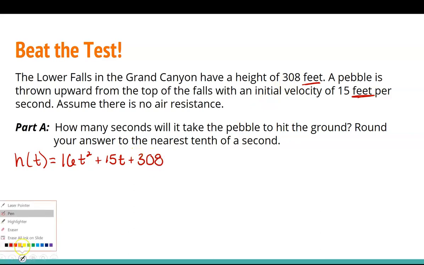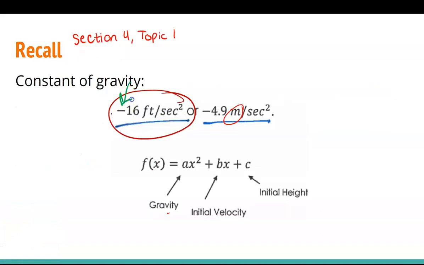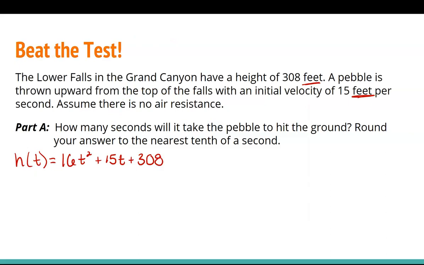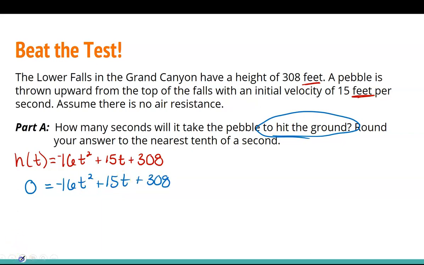I do have a mistake in here. My mistake is that in this right here, we said gravity is negative because it's resistance. So this should be a negative 16. I just want to make sure that gets changed on your paper. The final thing that we need to make a note of is that part A is asking when it will hit the ground. So that means our height is going to be equal to 0. So we'll keep that in mind before beginning our quadratic formula.